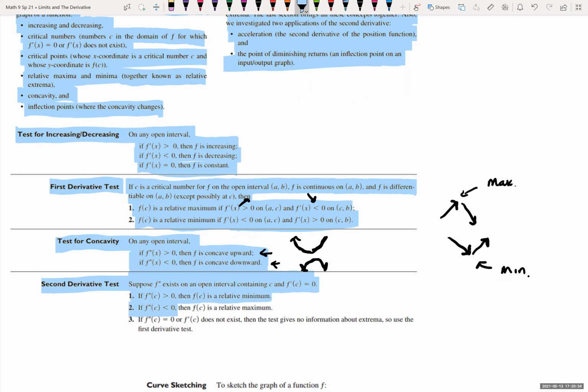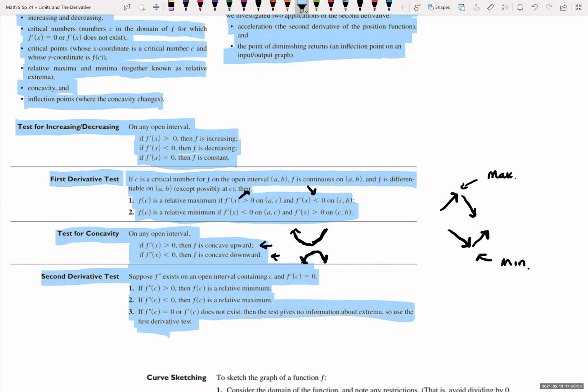If we plug that critical number back into the second derivative and it's less than 0, then we can say that f of C is a relative max. If for some reason you plug that back into the second derivative and it's equal to 0, then it didn't tell us anything. That test was inconclusive and we had to go back to the other test.